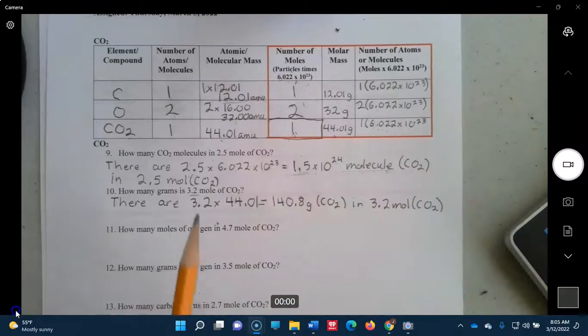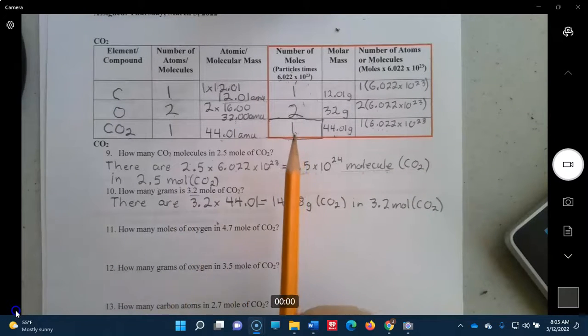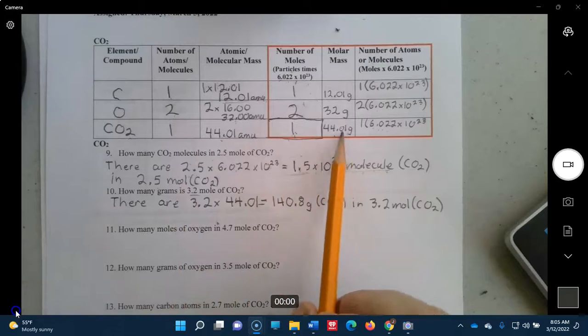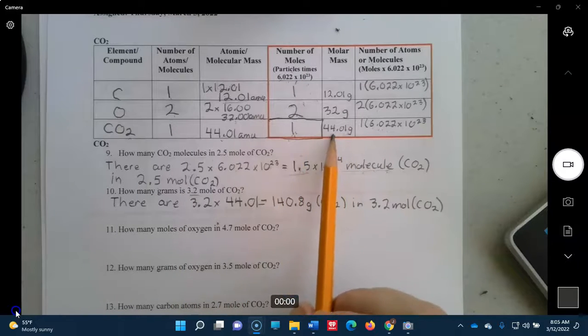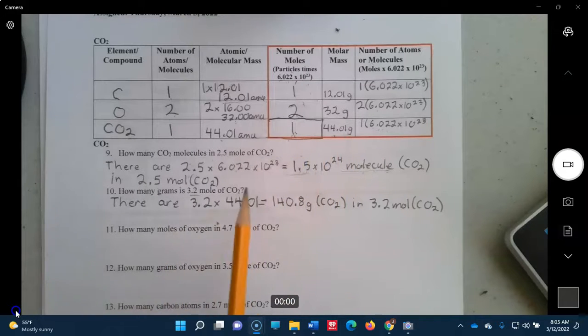Okay, so let's break this down. So again, you want 1 mole, you need this many grams. You want 3.2 moles, you need 3.2 times this many. You don't have to put the units of measure here, but put them definitely at the end of the final answer. So there are 3.2 times 44.01 equals 140.8.